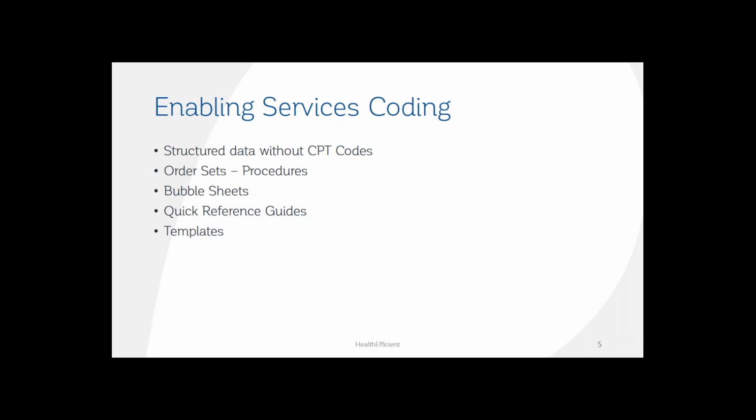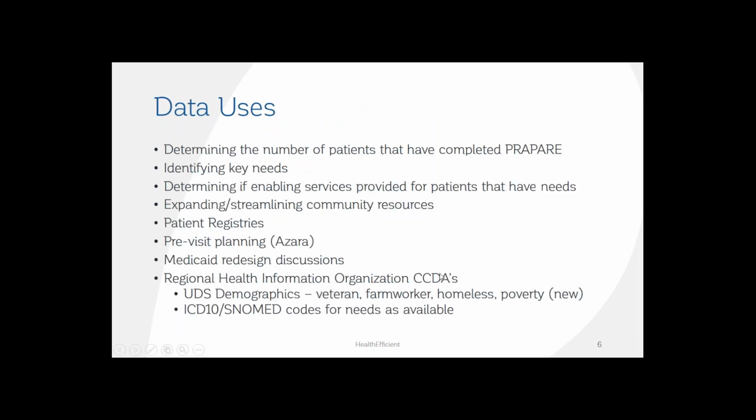Some groups have used bubble sheets. That would be Hudson River, who has been doing that for many years. You could give them a quick reference guide, so a piece of paper or even a template. Other options could even be an ICD-10 folder called Social Determinants of Health. So there are a lot of different options out there for coding, but for enabling services, this is what we're seeing. We have found that people have been using the data in a lot of different ways.